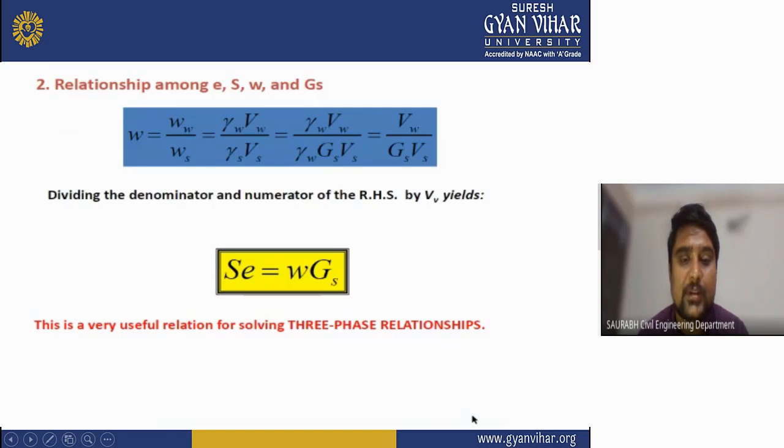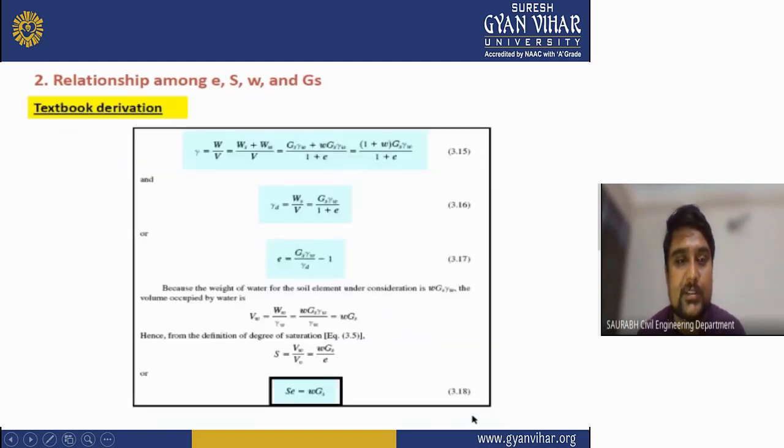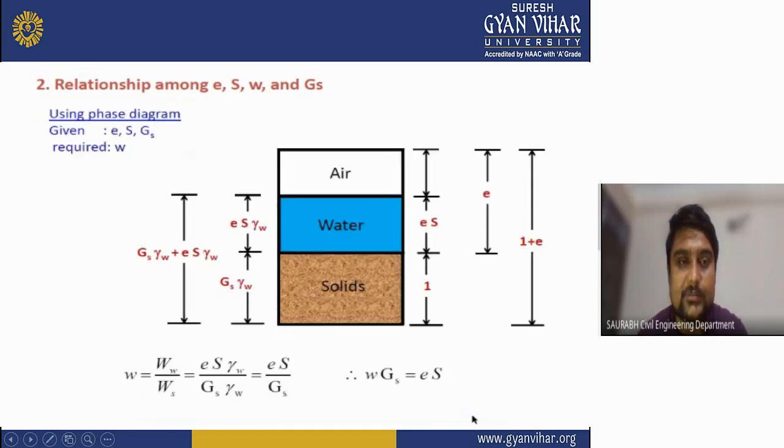And here we will get the final relationship between specific gravity, void ratio, and as you can see here, there is also water content. It will become S equals w Gs. This is a very useful relationship for solving three-phase diagram problems. Now we will see the relationship among e, S, w and Gs, and it is given in the textbook as you can see here. By these things you can easily derive the relationship between specific gravity, void ratio, and water content.